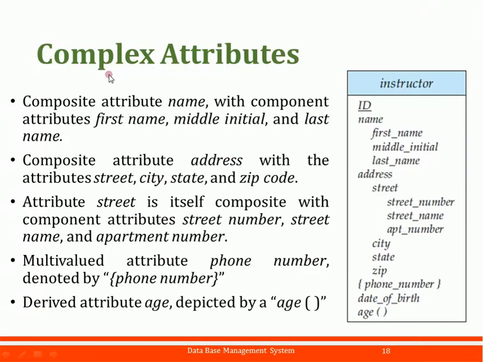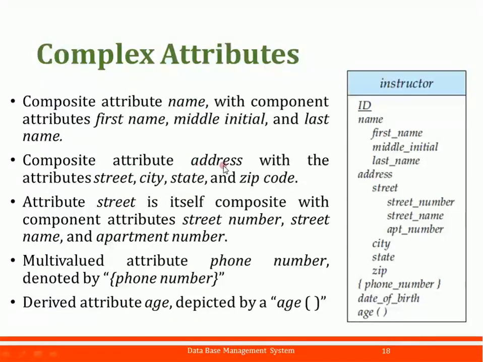Then the next is complex attributes. The complex attribute here is name. You can have attributes which do not have a single component of value, but are a collection of one or two or more attributes. For example, name is a composite attribute with components first name, middle name, and last name. So this name forms a component which has three values inside it. So that is a composite attribute.